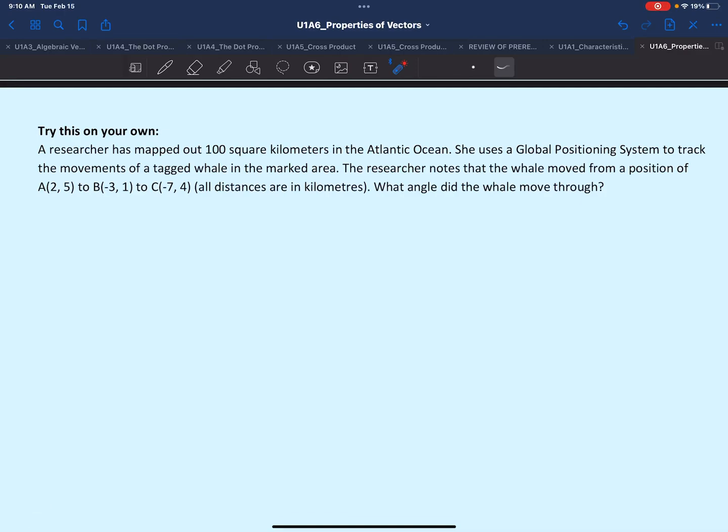Welcome back to lesson U1A6, Properties of Vectors. This is video number 4, and we're going to try this problem together. I know I asked you to try on your own, but here is the solution after you've given it a try. So let's read this.